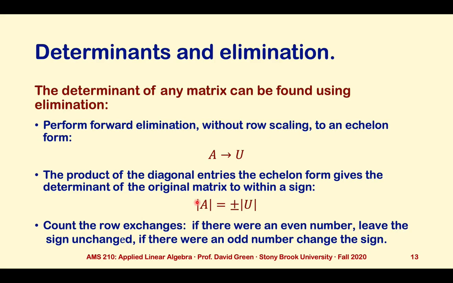Remember that the identity matrix has a determinant of 1. So if 1 row exchange was involved, it would make the determinant of that permutation matrix -1. If there were 2 row exchanges involved, it would make the determinant 1 again. If there were 3 row exchanges, it would make the determinant -1 again. We count the row exchanges. If there were an even number, then the determinant of A is just the determinant of U. If there were an odd number, then the determinant of A is negative the determinant of U.